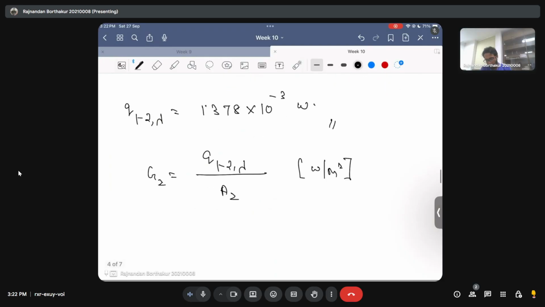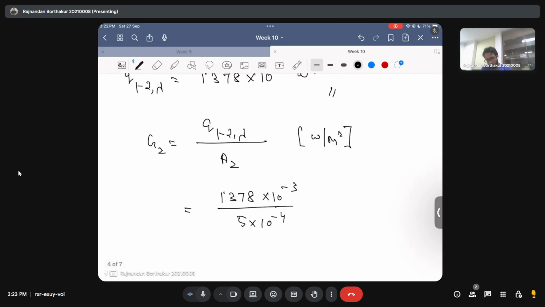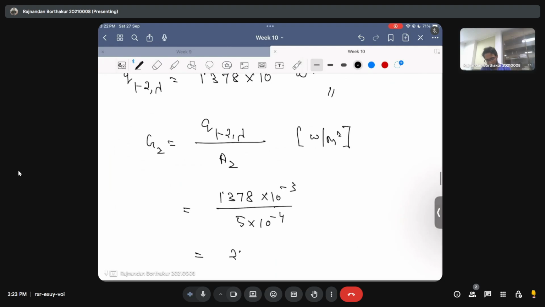So if you calculate this, it is simple: 1.378 into 10 to the power minus 3 divided by the area, which is 5 into 10 to the power minus 4. If you do this, you will get the irradiation equal to 2.76 watt per meter squared. That's the irradiation on 2 that we were asked to calculate.